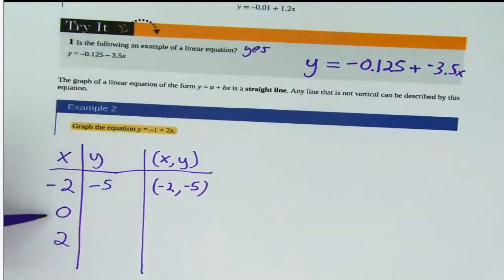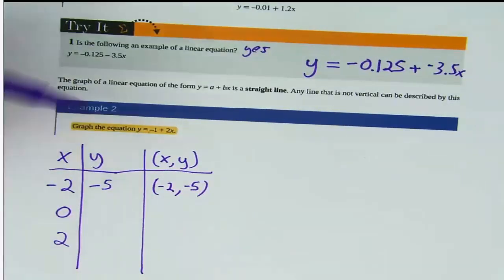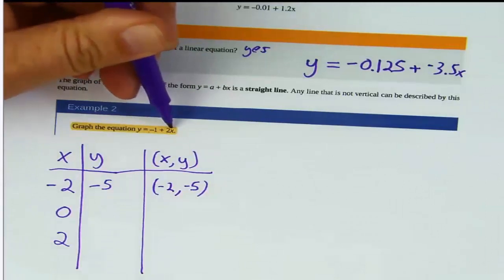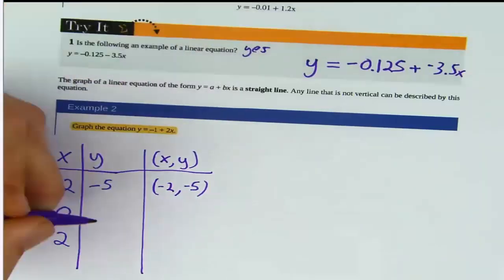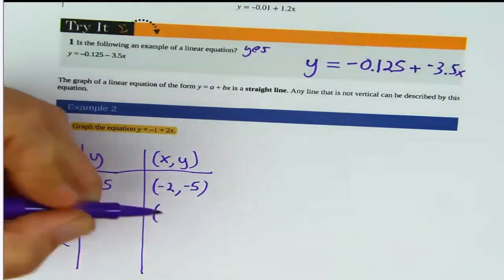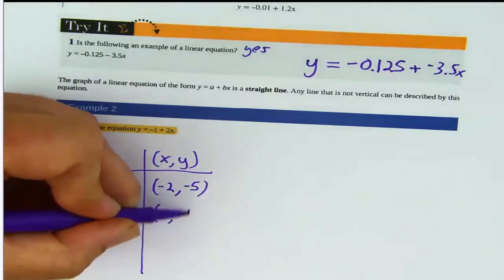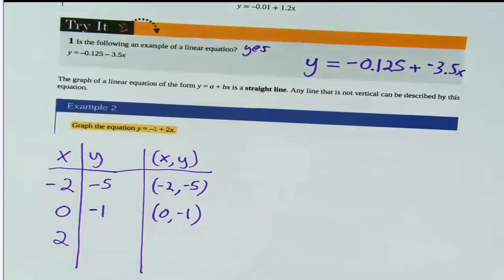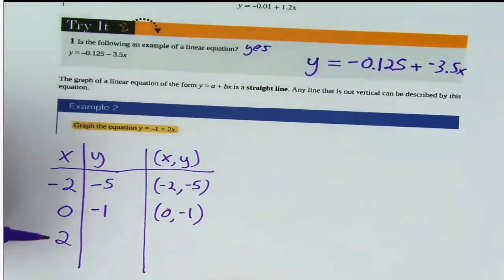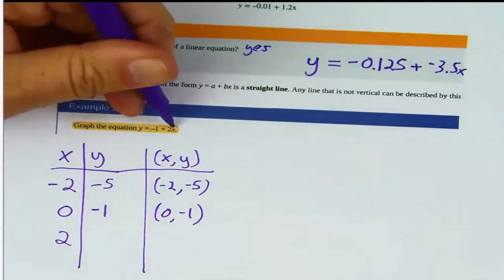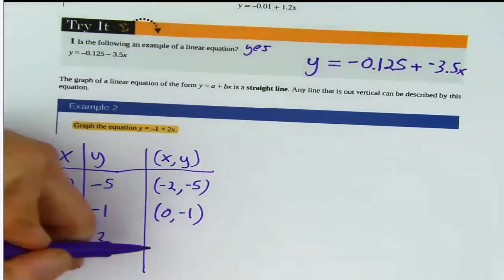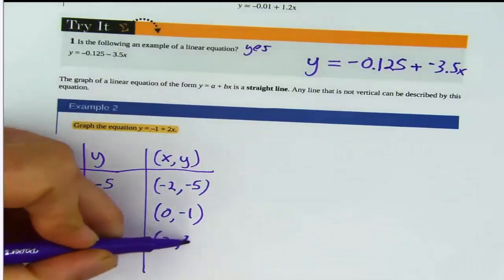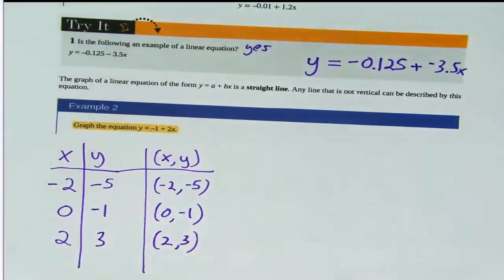And then playing the same game down here, when x is equal to 0, we just multiply 0 times 2, that gives us 0. And then 0 plus a -1 is just, of course, -1. So that'll give us another ordered pair solution to the equation. And then finally, we'll use 2 for x here. Put 2 in for x, and then 2 times 2 is 4. And then 4 plus a -1 is 3. So that gives us 3 ordered pair solutions, or 3 points on the graph of the line.